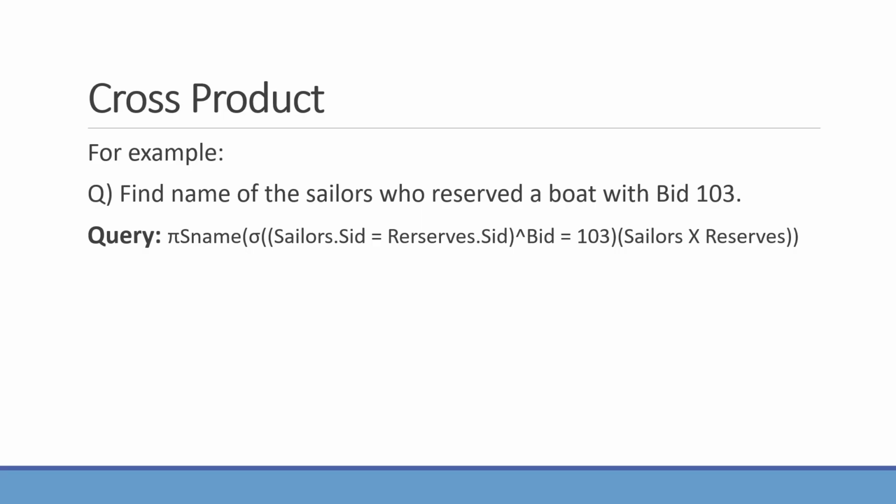And you use an AND operator here to join conditions. BID equals 103, that is also a condition, and cross producting the sailors and reserves gives the output of what we need: names of the sailors who reserved a boat with BID 103. Let's see who reserved the boats. Dustin and Lubber are the people who reserved a boat with BID 103.